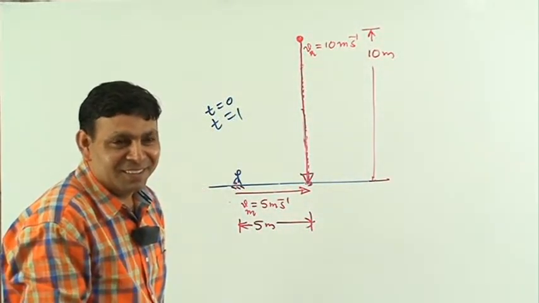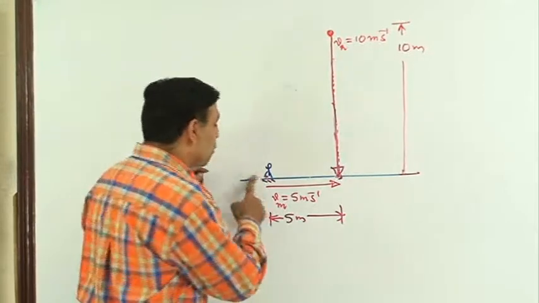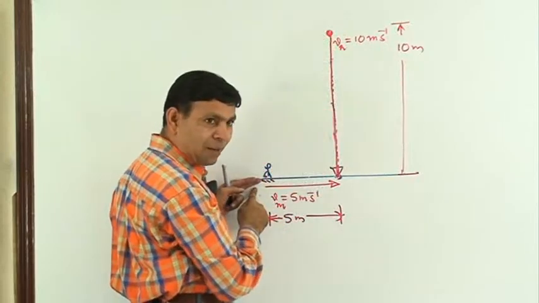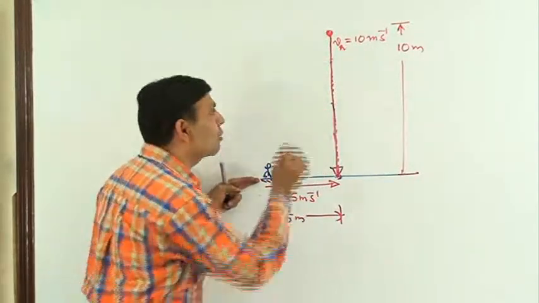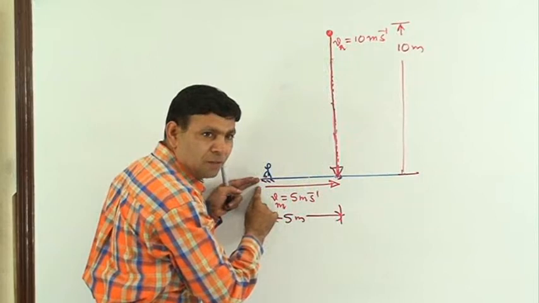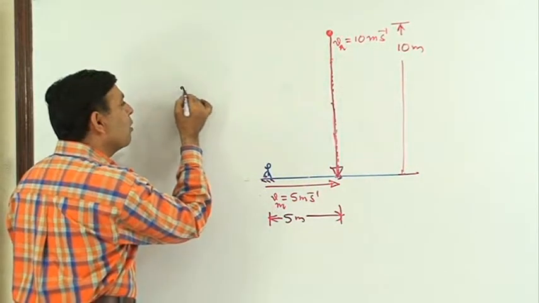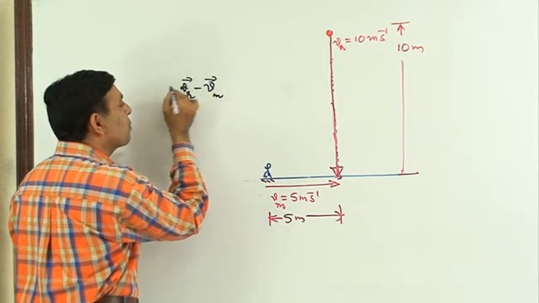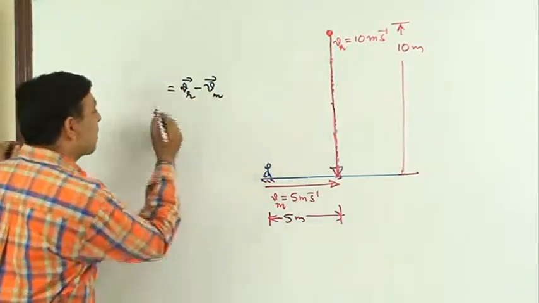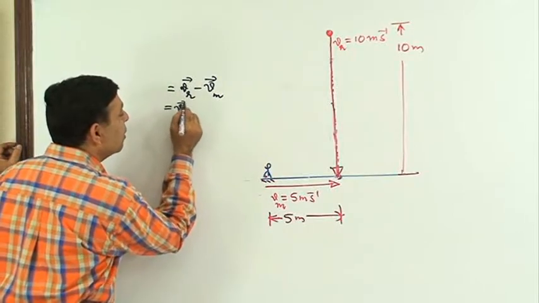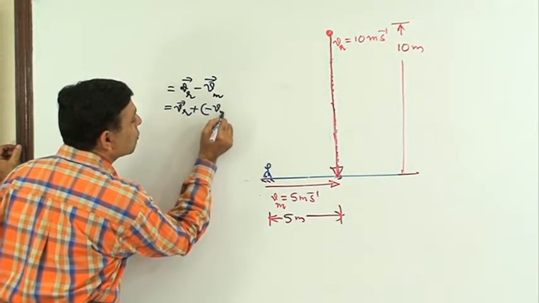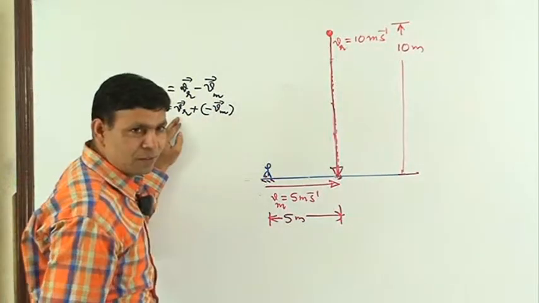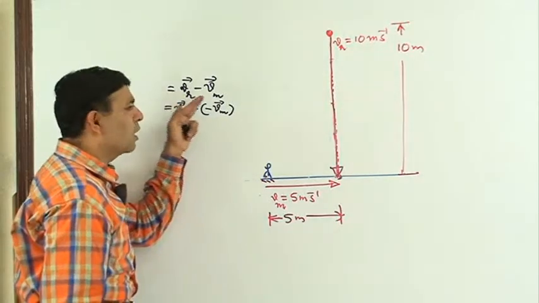Is it clear? Now we want to compute with what velocity this raindrop will appear to fall as seen by this man. That means we need the velocity of raindrop relative to the man. This is what we need to compute. This can be written as velocity of rain minus Vm. You know very well, subtraction means you need to negate it and then add it. So this is going to be the velocity of rain relative to man.